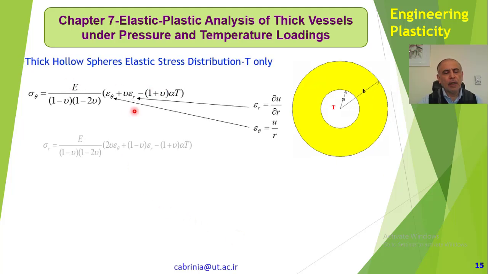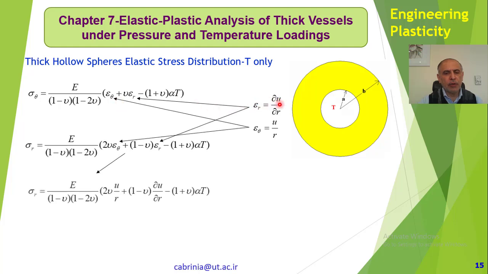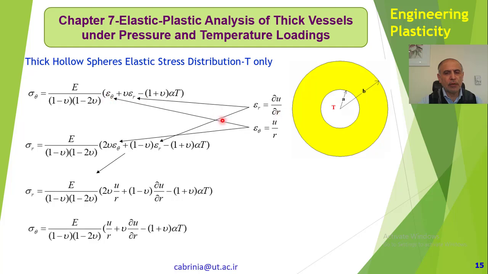Now, I had before epsilon R equal to partial U to partial R, and epsilon theta is U over R. So if I substitute these in here, and also in here, I get these two equations. Sigma R and sigma theta are these two. So I substitute for epsilon theta, epsilon R from these, and as you can see here, everything is in terms of U.